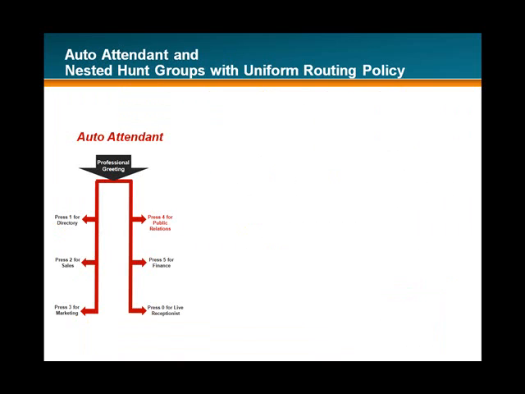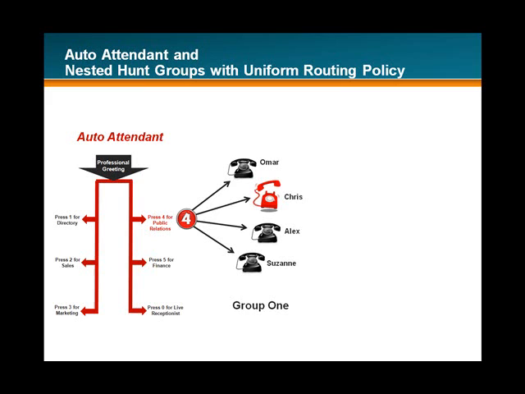So let's take a look at how an auto attendant and hunt groups can work together. All incoming calls are greeted by the auto attendant, prompting the user to choose the correct department. In this case, the user chooses the PR department. The call is immediately routed to the primary group of workers using a uniform hunt group. This means that the system looks for the employee who has been idle the longest, which happens to be Chris.